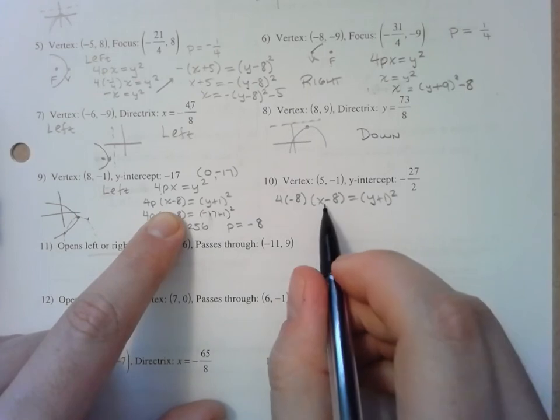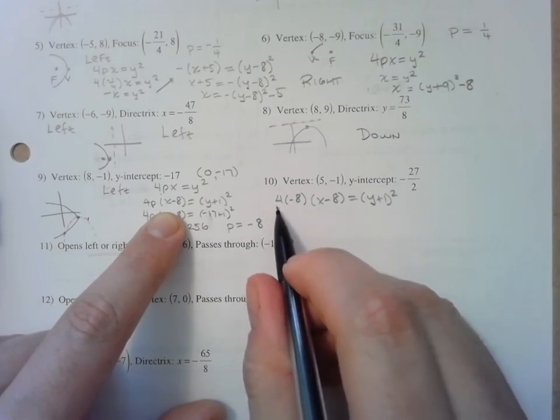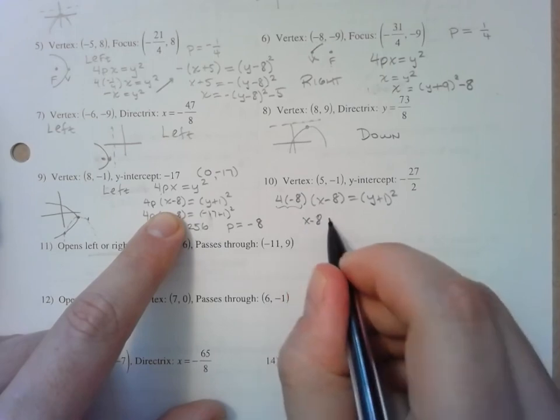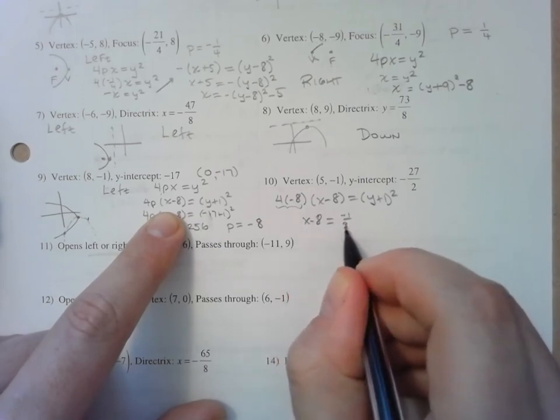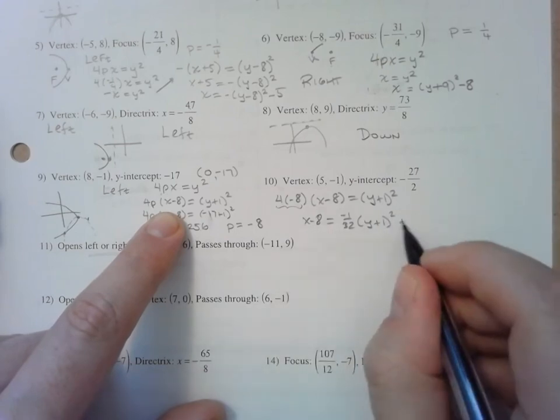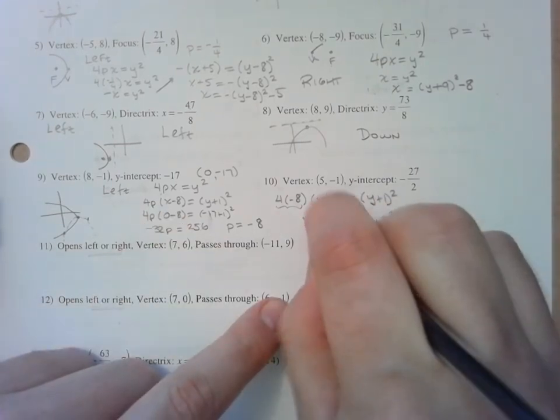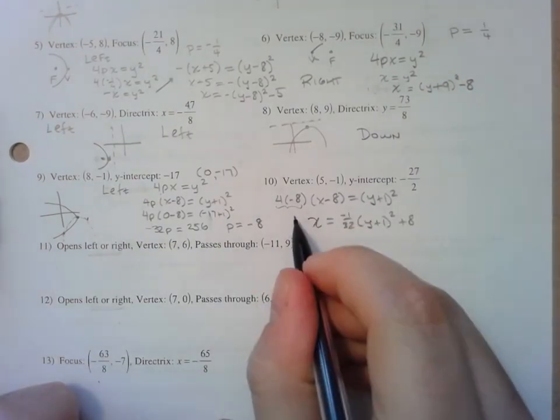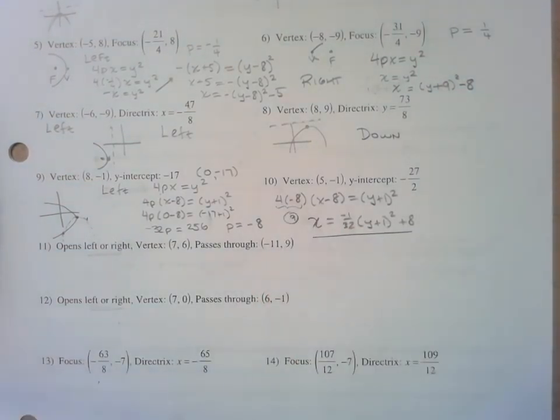Now what we're going to do is to rewrite this in vertex form. Together this coefficient is negative 32. Let's divide by that. X minus 8 equals negative 1 over 32 times the quantity y plus 1 squared. Let's add 8 to the other side. So this is the answer, not for number 10, even though I wrote it underneath number 10. This is the answer for question number 9 if we believed it opened in a different direction. This is taking us to the end of this video.